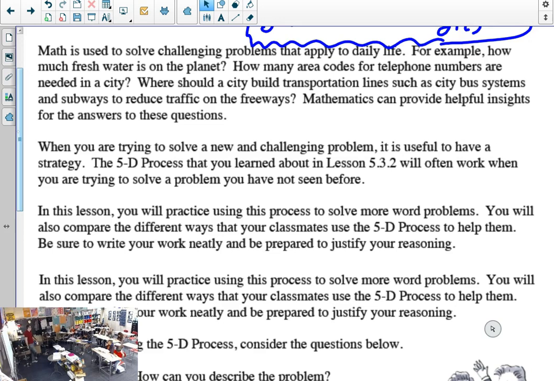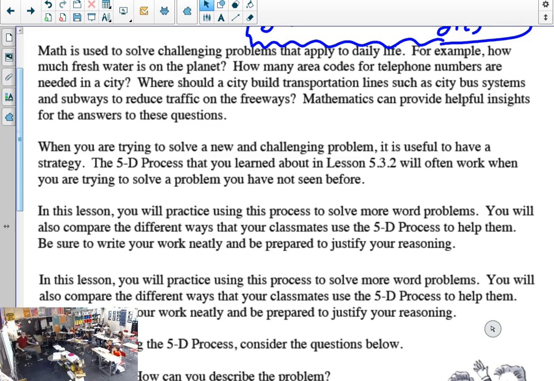So, based on my exuberant amount of volunteers this morning, I'm guessing I should just go ahead and read this. Math is used to solve challenging problems that apply to daily life. For example, how much fresh water is on the planet, or area codes for telephone numbers. Have you ever thought about how many different telephone numbers there actually are? How is it that nobody has the same telephone number? Well, at some point, somebody had to think about that, right?